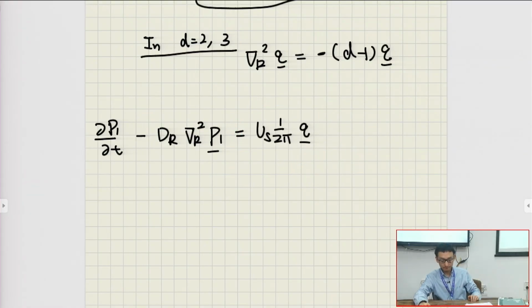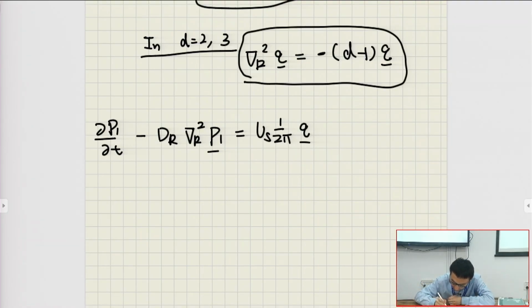Okay, good. And I also told you that if you take the Laplacian of q, you get q back. So what does that mean? I mean, q is an eigenfunction of the Laplacian operator, and d minus 1 is the eigenvalue. Okay, that's fine. And then let's just look at this equation. On the right-hand side, I have something times q, right? Well, for that equation to hold, on the left-hand side, I should have the same thing, some number times q.